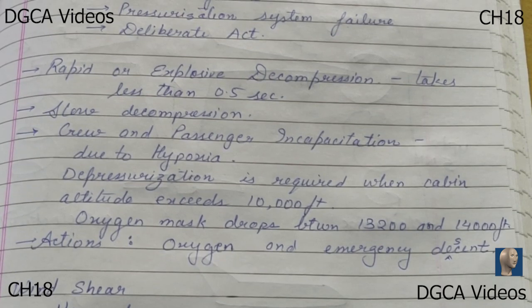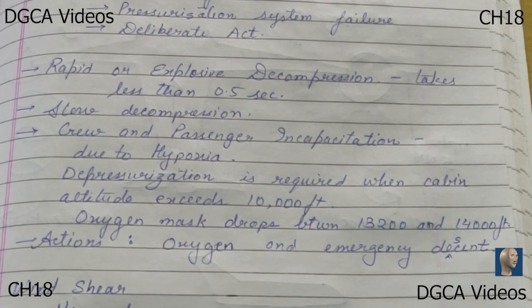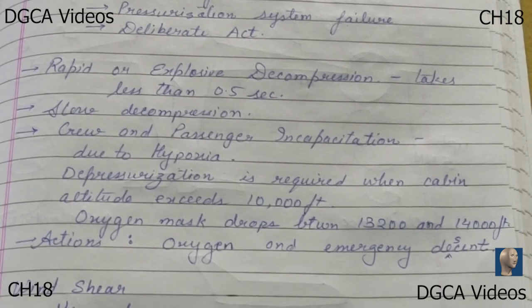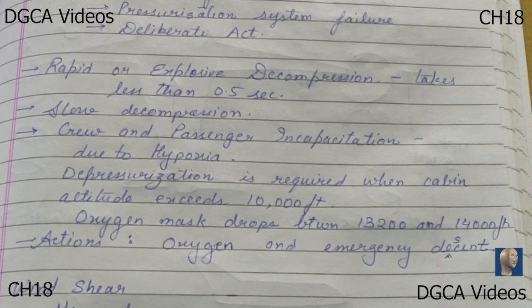So, crew and passenger incapacitation. Due to decompression, hypoxia occurs. Hypoxia is a lack of oxygen in the body. The amount of oxygen that is needed for normal functioning of the body, we are not getting. So it is not sufficient. Supplementary oxygen is required in those cases, right? So that is hypoxia.